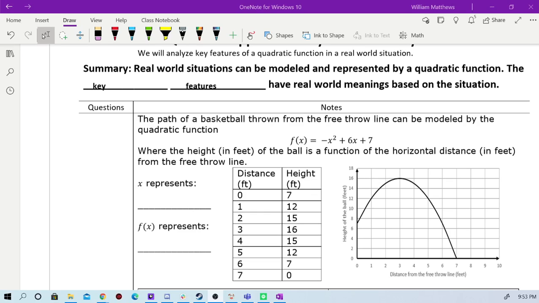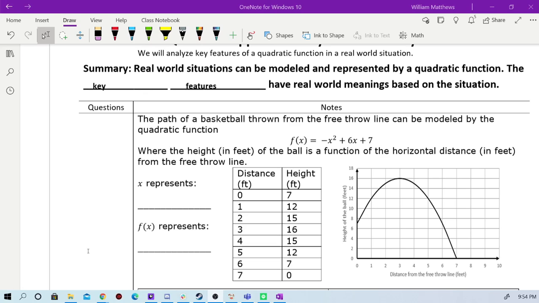Today we will analyze key features of quadratic functions in a real-world situation. Real-world situations can be modeled and represented by a quadratic function. The key features are what we focus on, and they have real-world meanings based on the situation. Our example today is dealing with the path of a basketball thrown from the free throw line, which can be modeled by the quadratic function given.